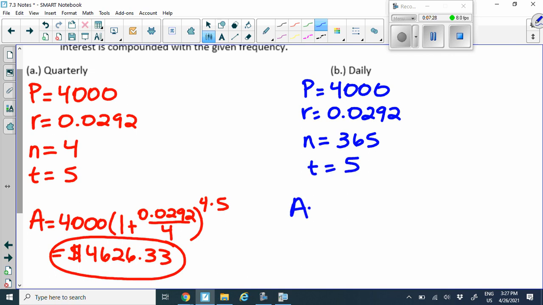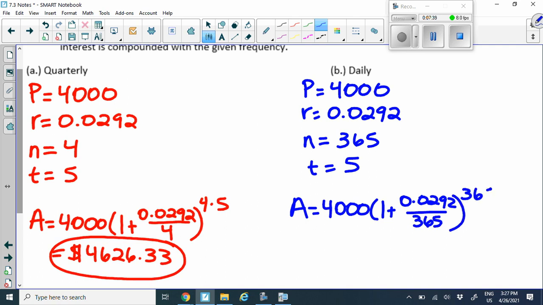Okay, plugging this in. Now 4,000, then 1 plus over our 365, and then 365 times 5. Okay. Now, if you haven't already tried it with the calculator, go ahead and pause the video and try to plug this into your calculator just to make sure you know how to do that. Okay, let's see what you got.